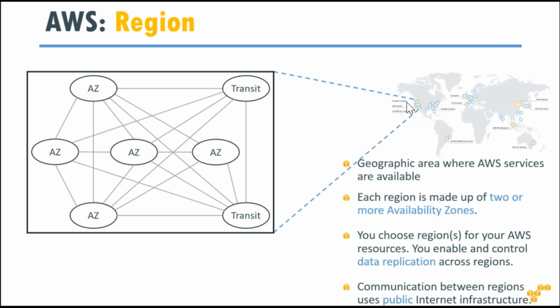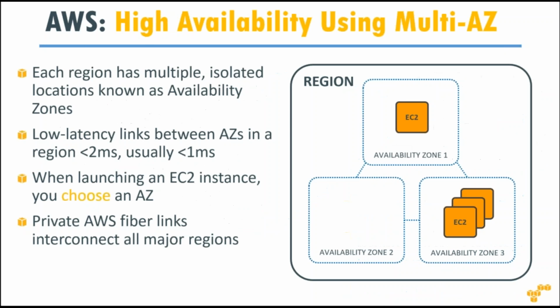So that way you satisfy your customers' requirements. So that is about Amazon regions. We also talked about high availability using multi-AZs. We touched upon the latency points. We usually have a low latency of less than 1 millisecond.